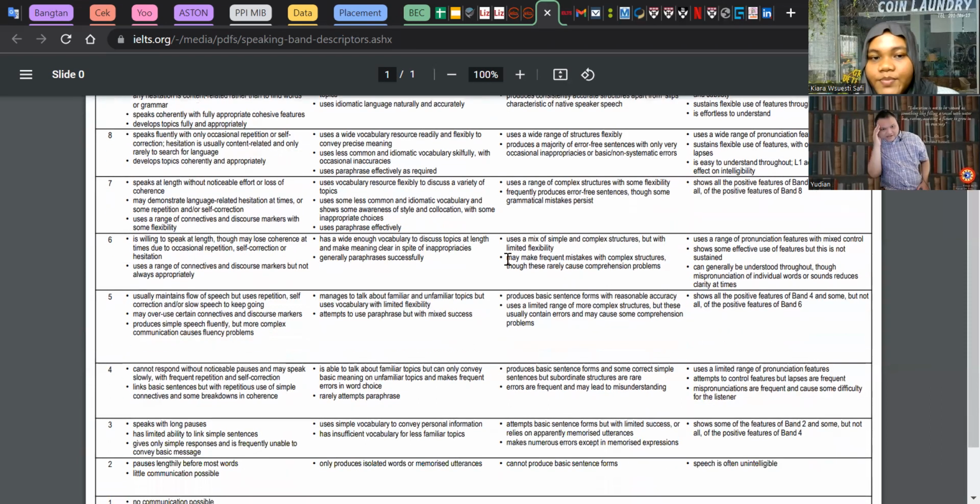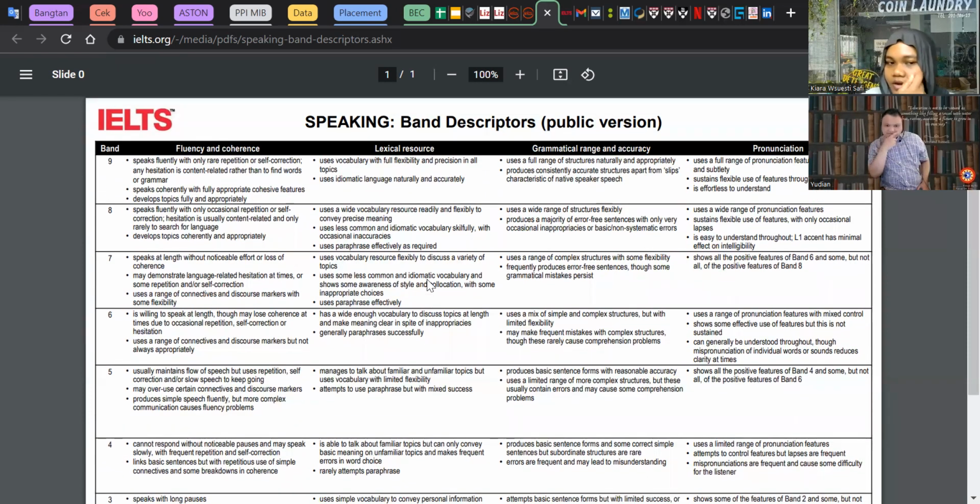Okay. So before we try the IELTS speaking test samples, I'd love to ask you, what is your dream band score for this IELTS speaking? I was hoping to get at least 7. Okay, that's really good. If we're looking at band 7 and at fluency and coherence, the first thing you need to do is speak at length without noticeable effort or loss of coherence. Do you know what that means?